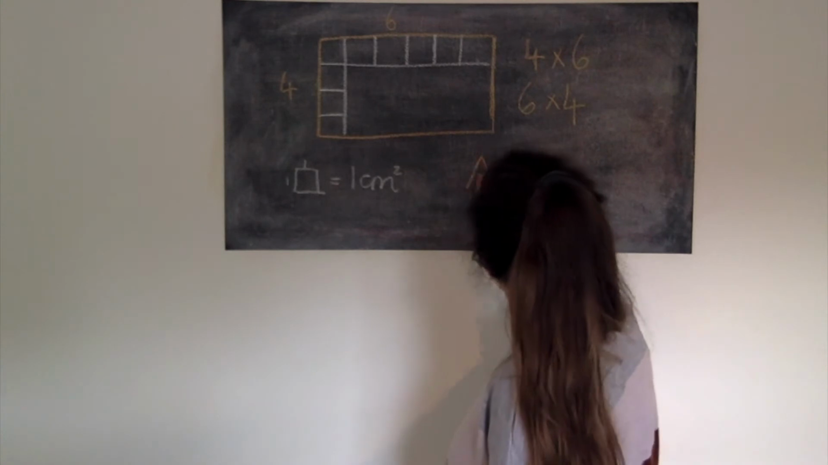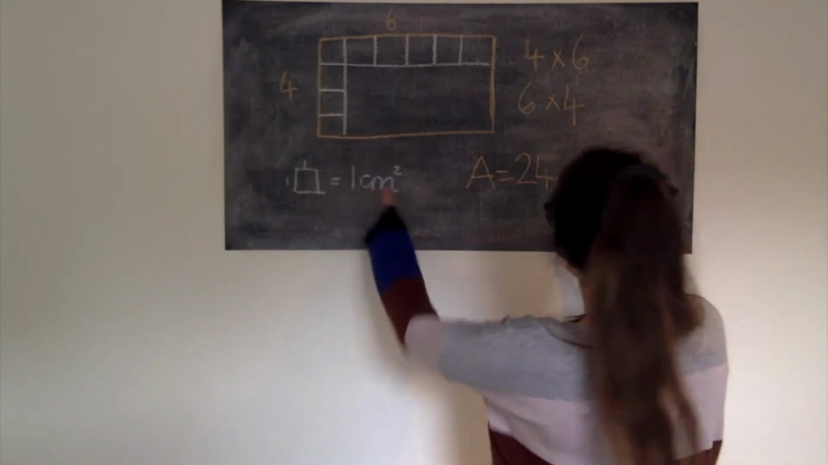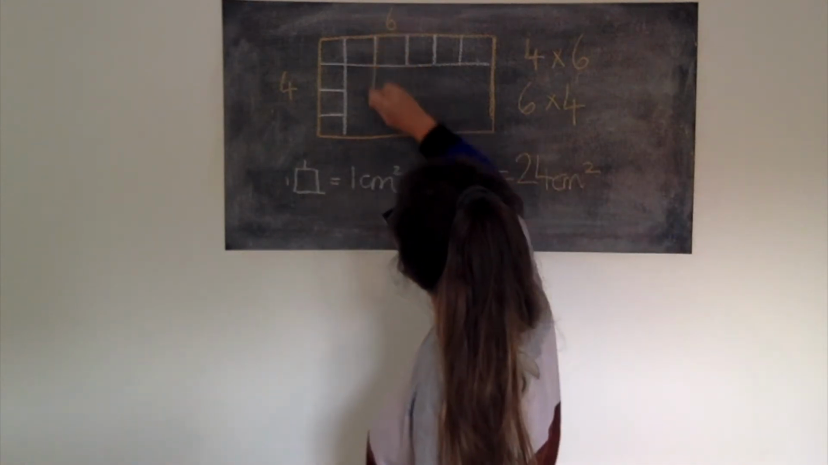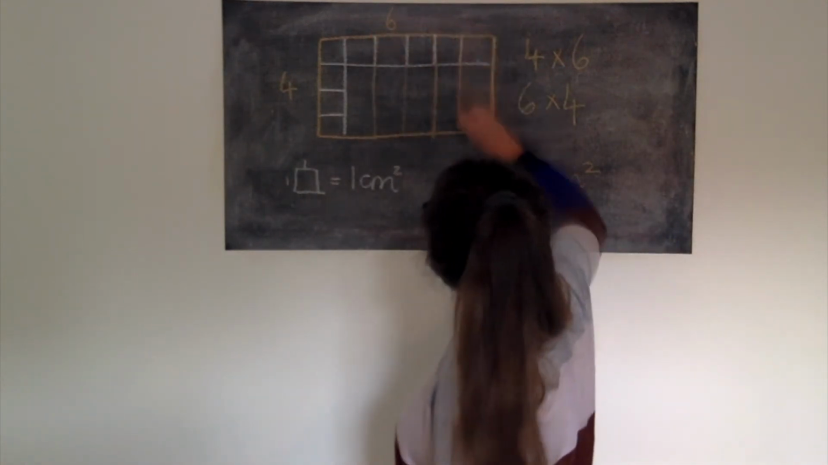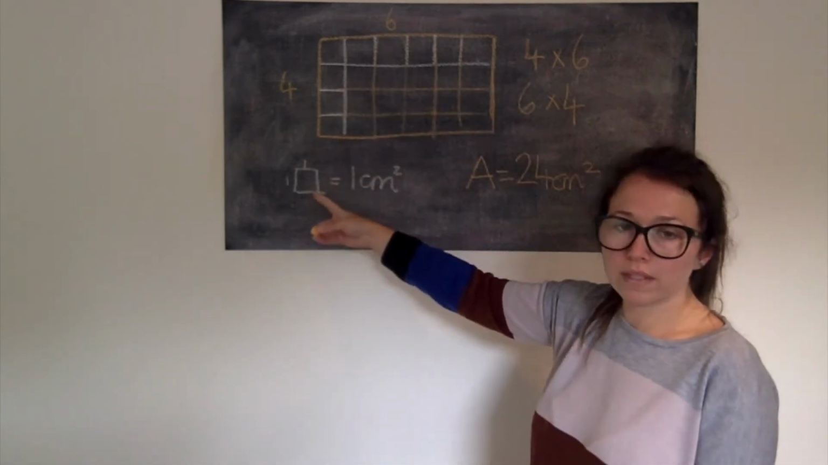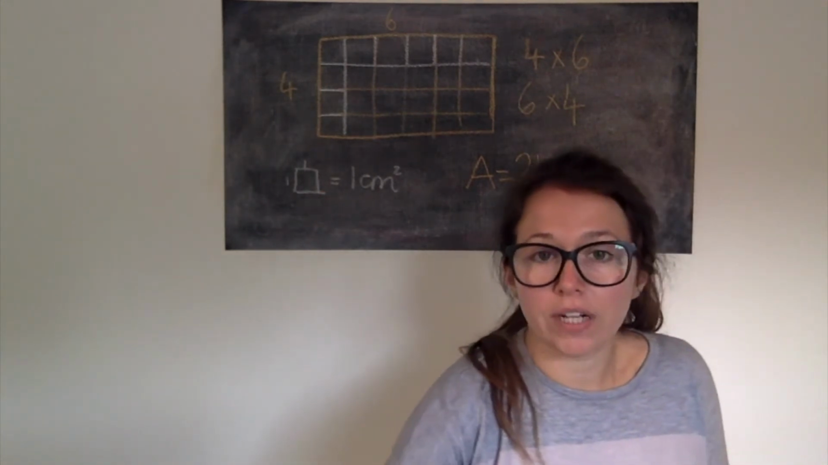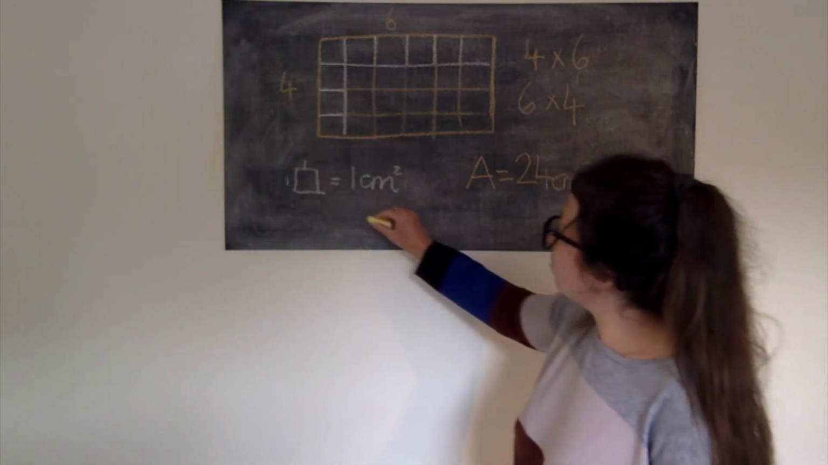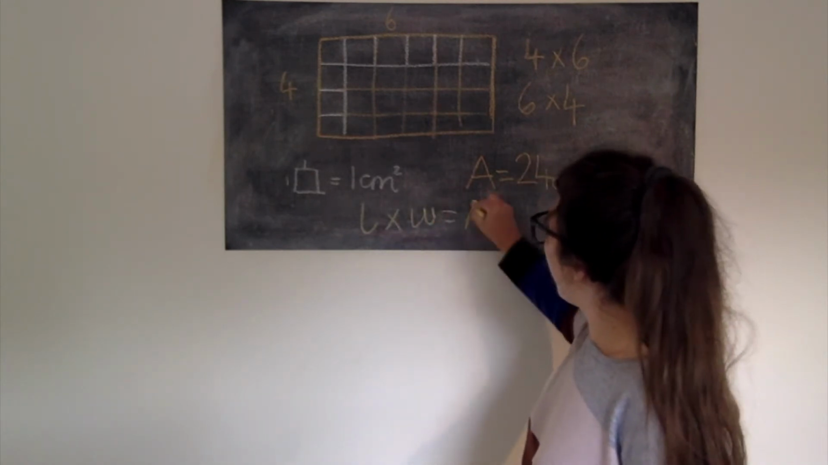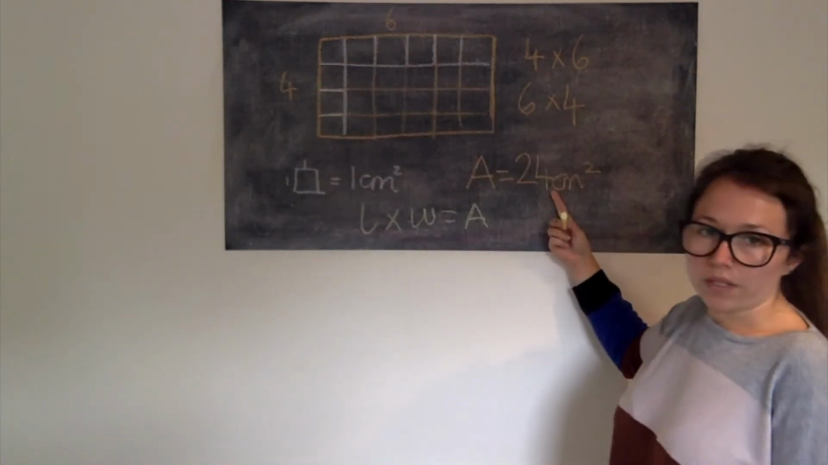So the area of this rectangle is 24, and remember, it's centimetres squared. Because if I was to draw all of these out, it won't be very accurate, but in total, I would have 24 of these boxes, which are each 1 centimetre squared. What we've actually done, which is the abstract way of thinking about area, is we've done the length times the width of the shape, which gives us area. So we've done 4 times 6 or 6 times 4, and it's given us 24.